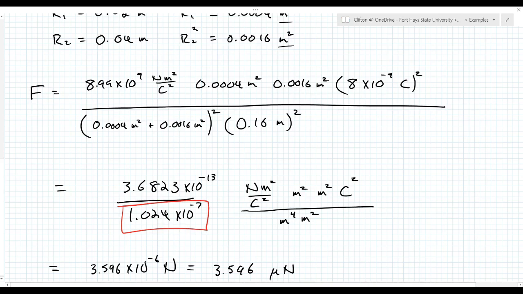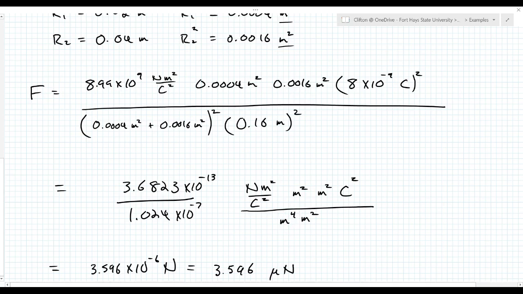And now I'm going to collect all of the units. So here are the units that were on Coulomb's constant, here are the units that were on R1 squared, here are the units on R2 squared, and then here are the units on that charge squared. Here in the denominator, I've got a meters squared plus a meters squared. So that's going to give me meters squared. When I add two quantities with the same units, the result has the same unit as well. But that sum is being squared. So really, I'm going to get meters to the fourth there. And then I've got a meters squared here.